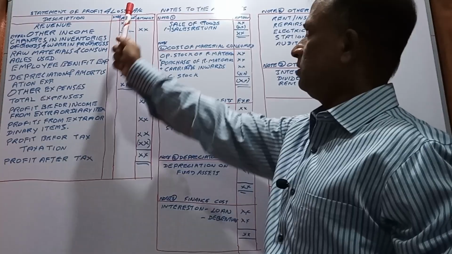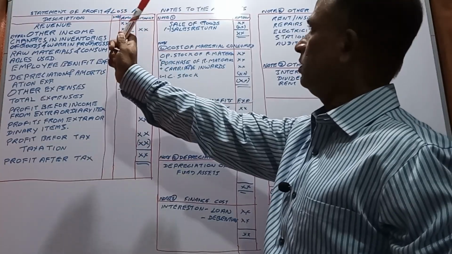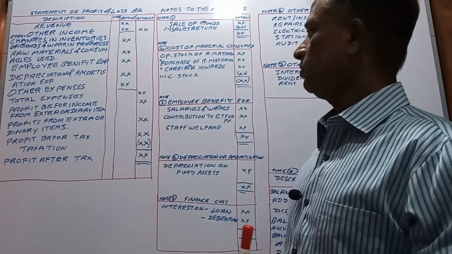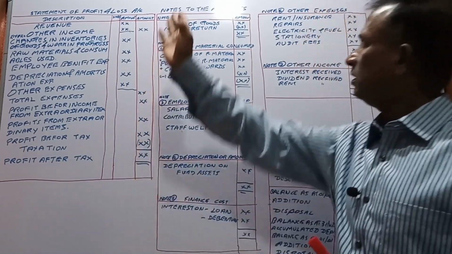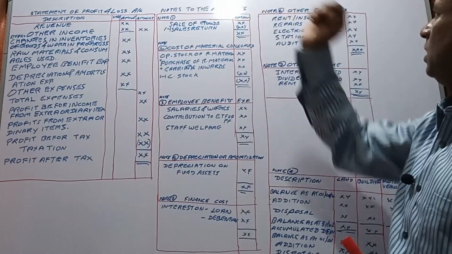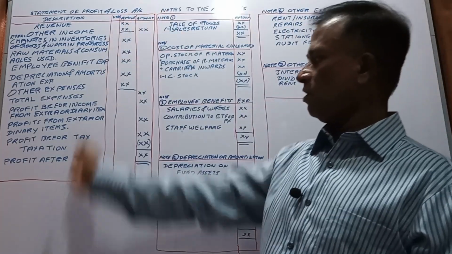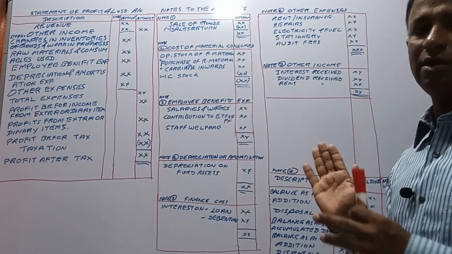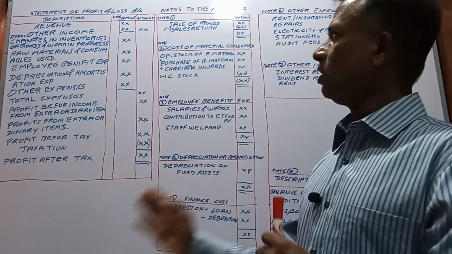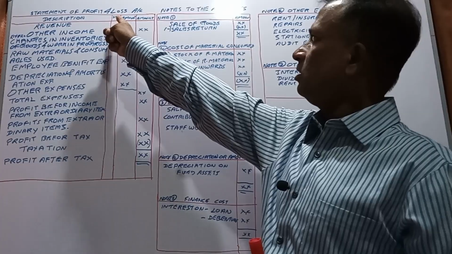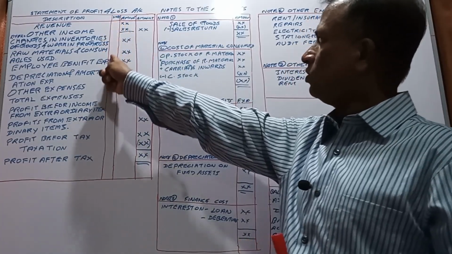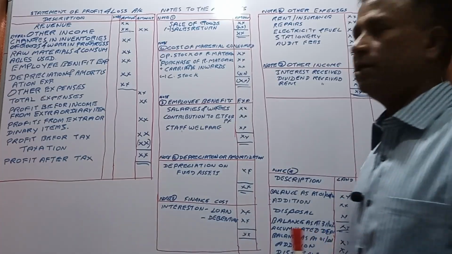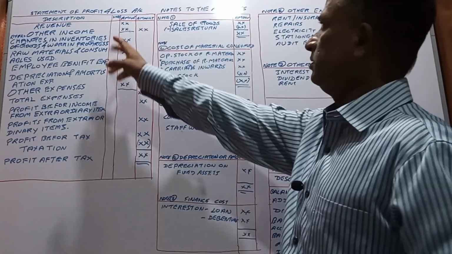The first column is description, the second is notes, the third is amount, and the fourth is amount. Four columns. Here we prepare notes to the accounts. This is accounts, and this is the notes to the accounts. We mention the note numbers here in the notes column.